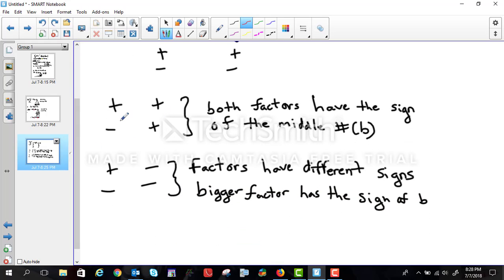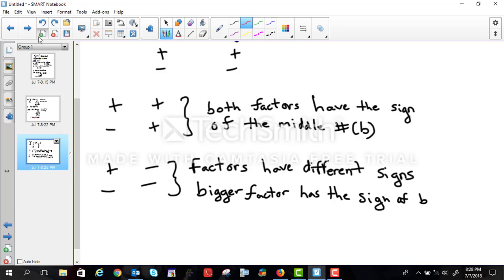If the sign of C is positive, both factors have the sign of that middle number, whatever it happens to be. So essentially they add, and if the factors have different signs, then they're different by this amount. Okay, and so the bigger factor has the sign of B. So that is how you factor.